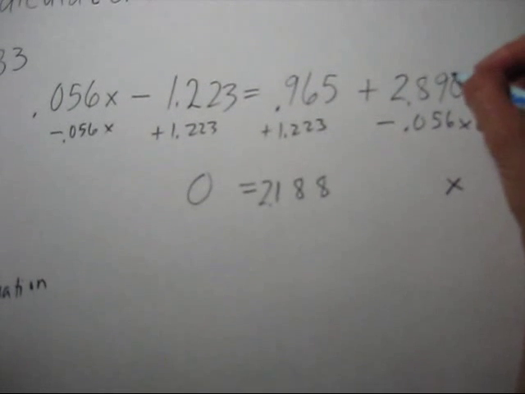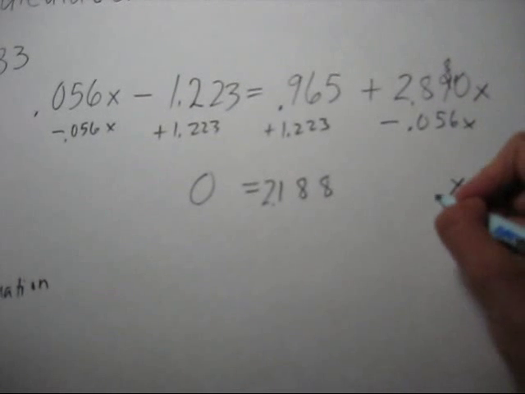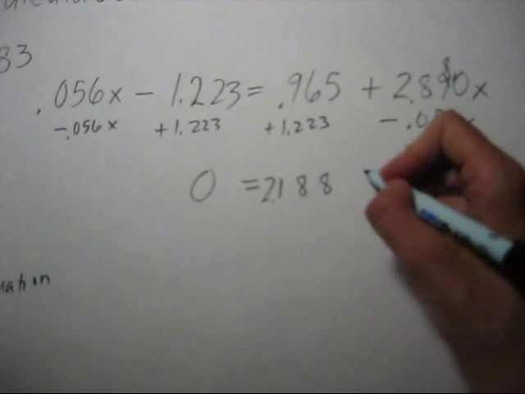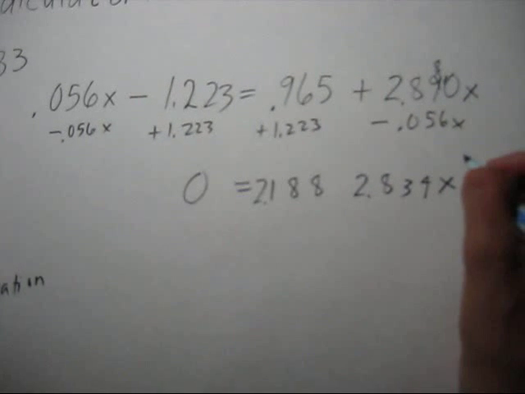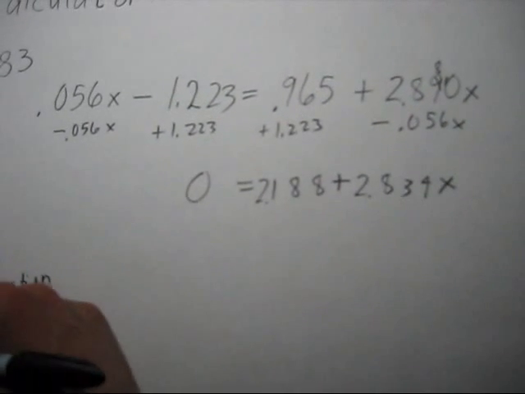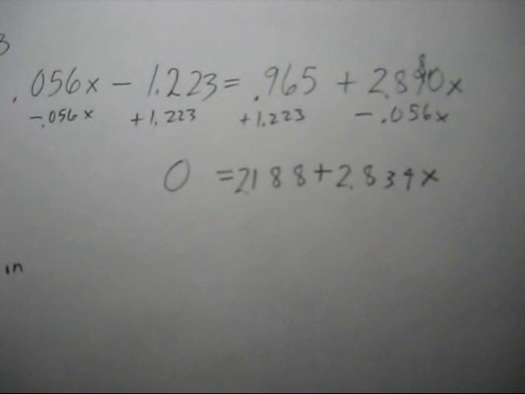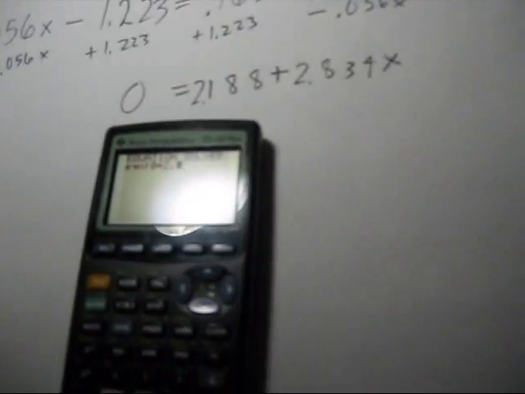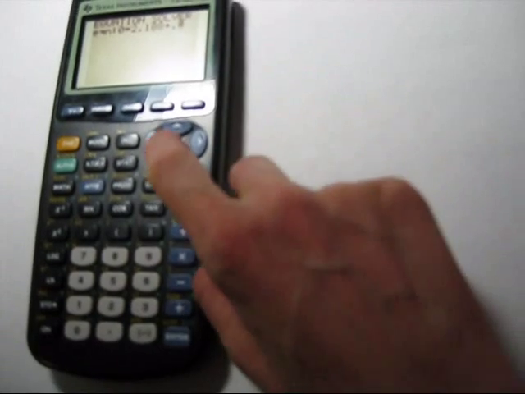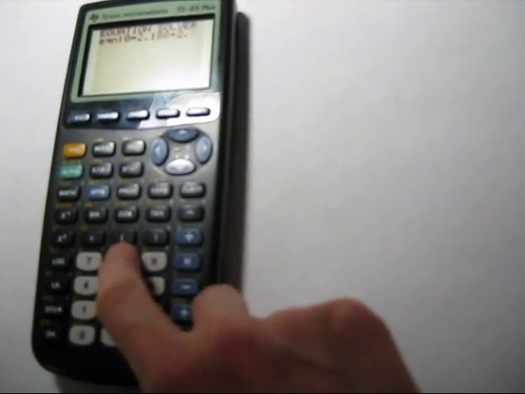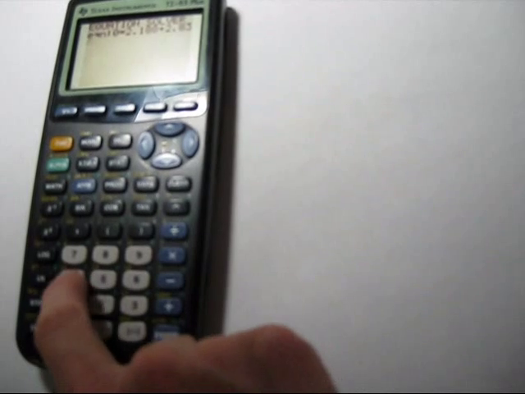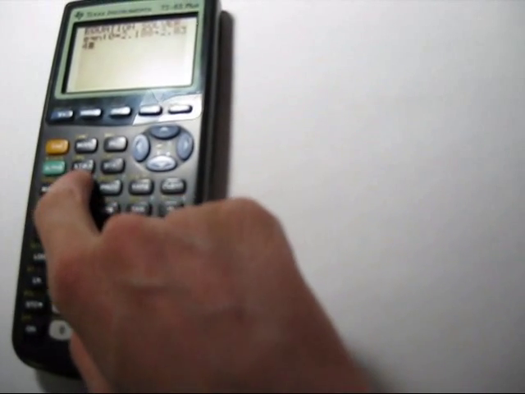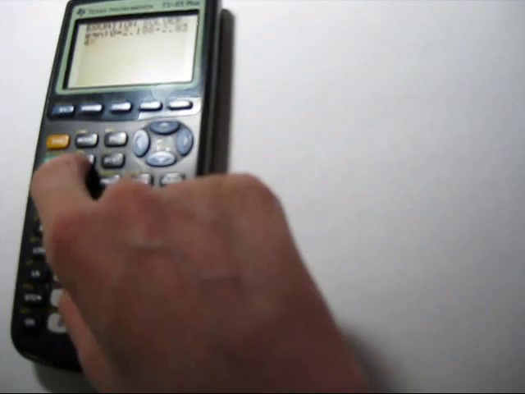Let's see. 2.834x and a plus in the middle. Okay, so this will be what we enter into the calculator. 2.188 plus 2.834, and my X button, I'm just going to hit the X,T,theta,N button. Okay, and then hit enter.